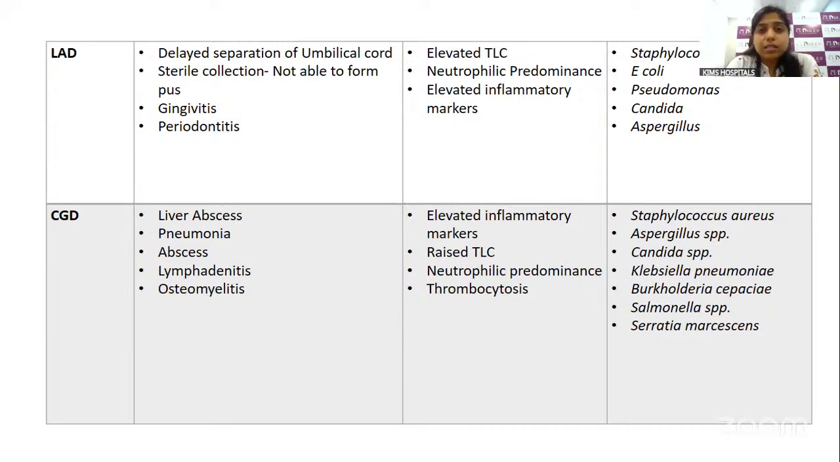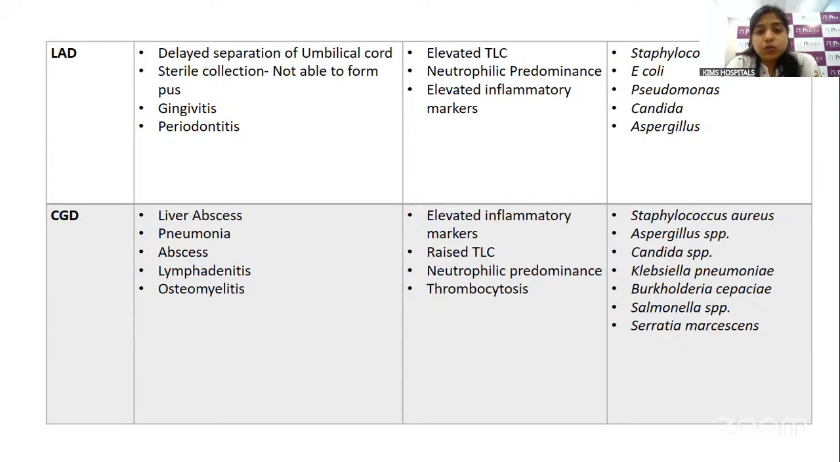The classical organisms seen in LAD are Staphylococcus, E. coli, Pseudomonas, Candida, and Aspergillus. In case of CGD, the commonest presentations are pneumonia, abscesses, lymphadenitis. They'll have recurrent liver abscess also. They can manifest as osteomyelitis.